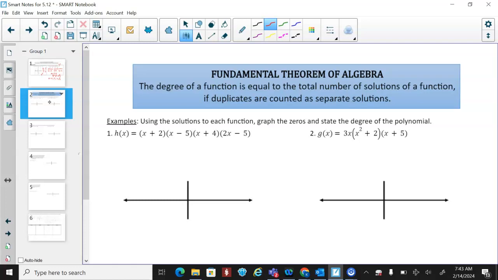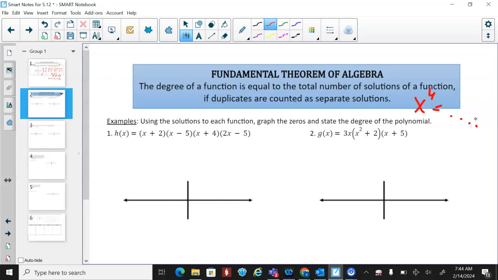So what does it mean? It means as many zeros or solutions or x-intercepts as we have, that will determine the degree of that function. So, for example, if it's x to the 4th, I will expect it to have 4 different solutions, right? 4 different places where the graph will cross the x-axis, okay?